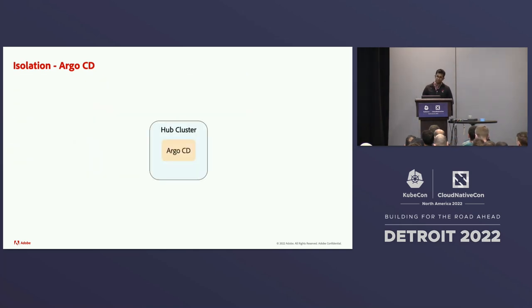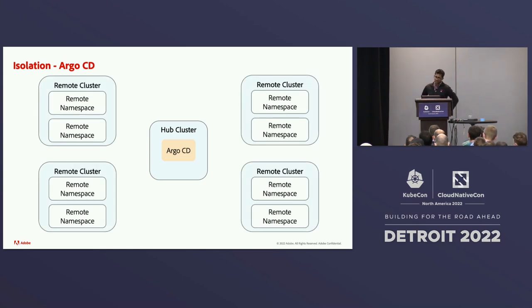The other Argo CD component that we look at with regards to isolation is the Argo CD operator itself that's running on the hub cluster. So the operator is connected to multiple remote clusters that it deploys to through a hub and spoke model. And this means that the operator running on the hub cluster is connected to and deploys to all of these possible remote namespaces on different remote clusters.